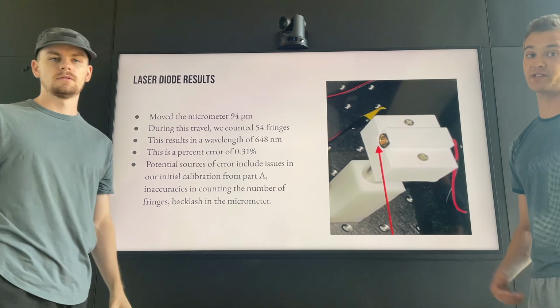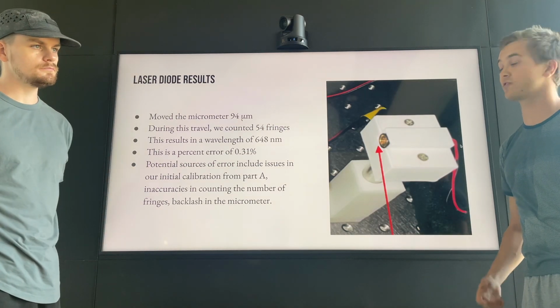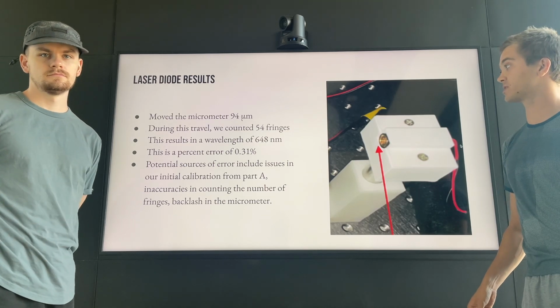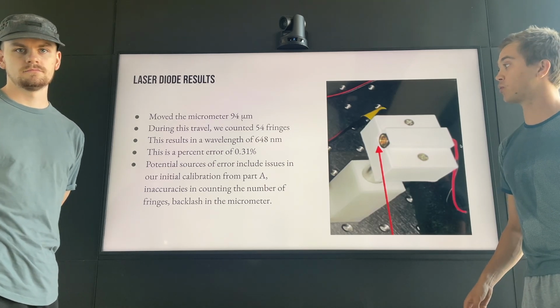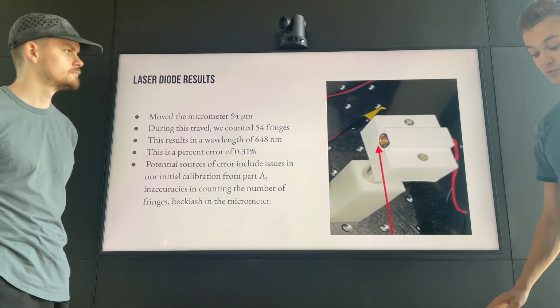For the laser diode, we did the exact same thing. We moved the micrometer 94 microns. This time we counted 54 fringes. This gives us a wavelength of 648 nanometers, 0.31% off our theoretical wavelength, and our sources of error are exactly the same as the previous part.